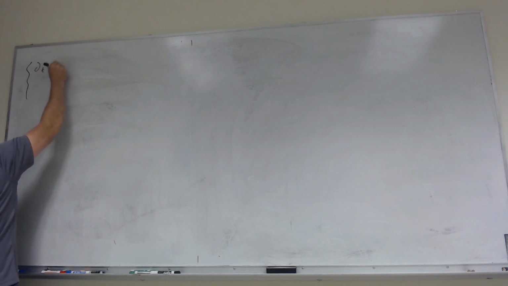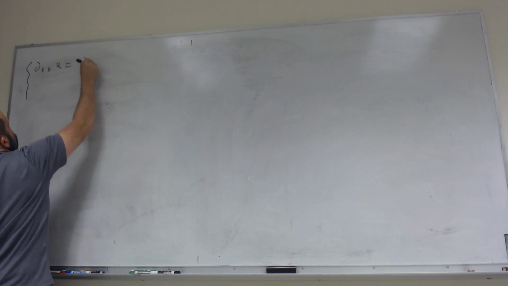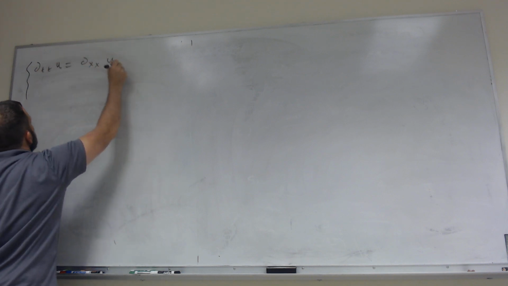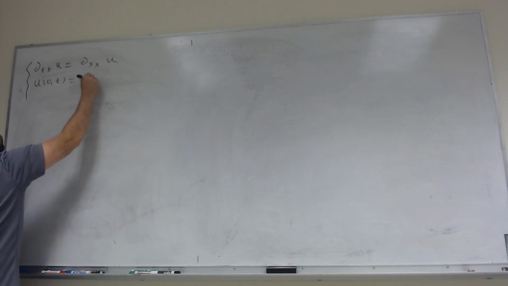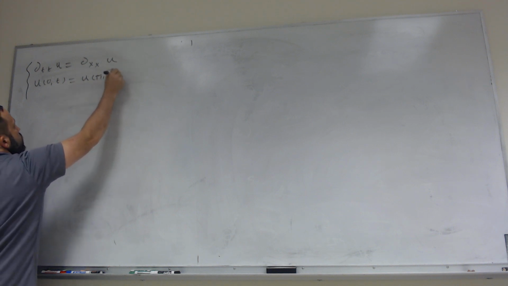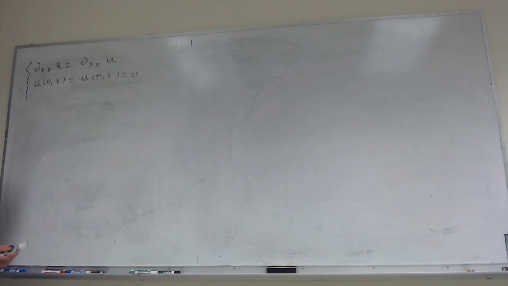So the double t derivative of u is equal to the double x derivative of u. We're going to look at the boundary conditions u of 0,t equals u of pi,t, and these are both equal to 0.